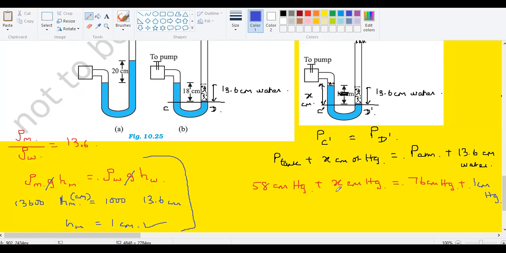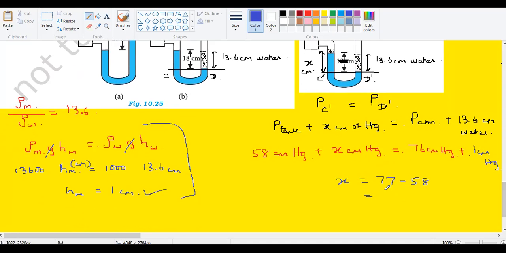I said my interest is to find x centimeter of mercury. So x is what I'm supposed to find. So 76 plus 1, 77, 77 minus 58. Anybody? Is it 90? 8 will give me 20. So 77 will give me 19.